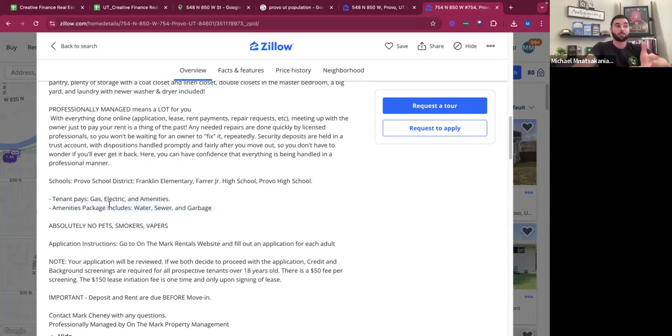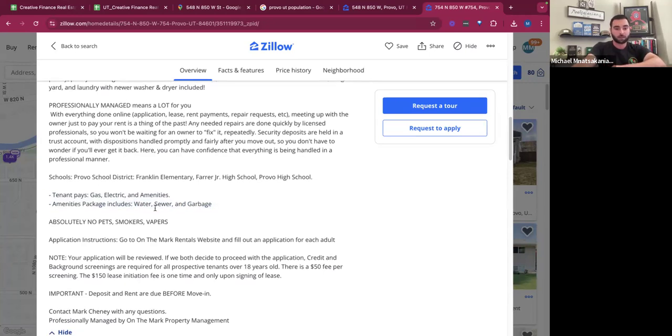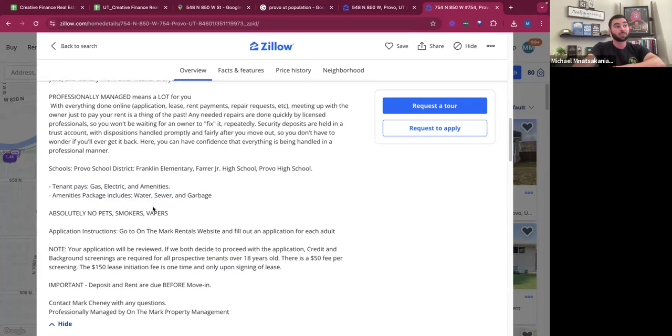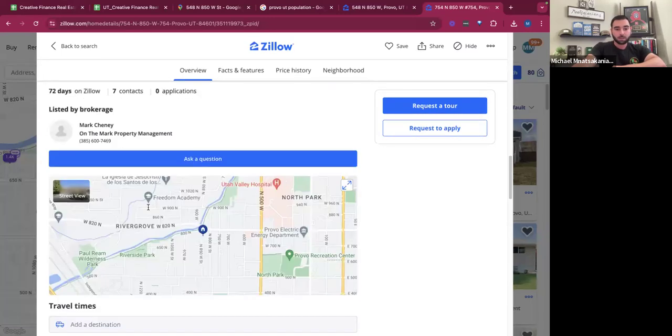They're just paying some of it through the landlord and they're paying some of it directly on their own, which makes sense because with multifamilies, typically the water, sewer, and then the garbage is pretty much shared. Sometimes the gas is shared, sometimes even the electric is shared. But in this instance, that's not the case.